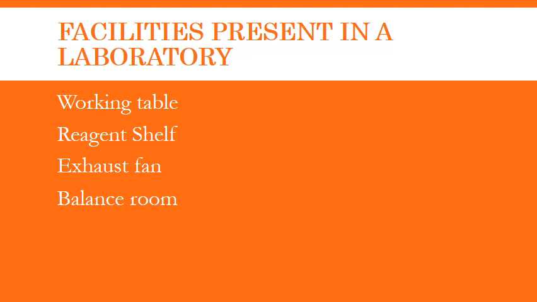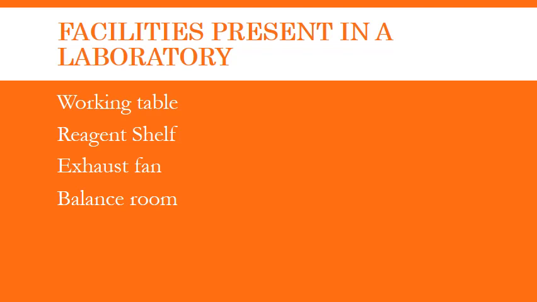Now, what are the facilities present in a lab? You can't just go and work in an empty room. So you need a place to work, you need different apparatus to work. So if you enter a lab, what will you find? You will find a working table. That's a place where you will be working, where you will keep your apparatus. The working table will have a sink attached to it, a sink with a tap where water flows will always be present in a working table.